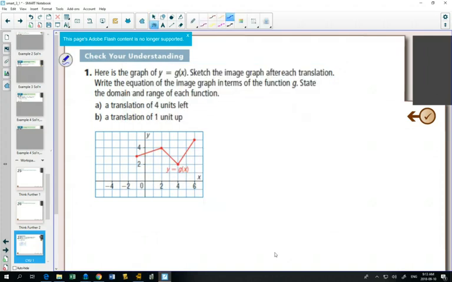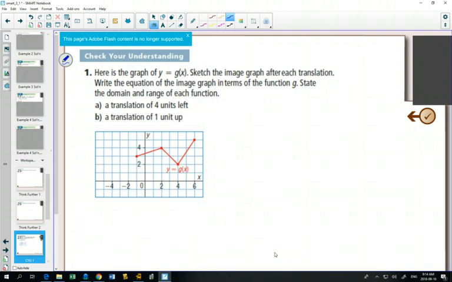Okay. So in this graph, they give us the graph of g of x, and unlike the ones that we've done before, g of x is just some random bunch of lines stuck together. So we don't have an idea of what equation this is. We just know that this is g of x, and we have it in function notation. So we want to sketch the image of the graph after each translation. So A is a translation 4 to the left, and B is a translation 1 unit up. We want to write the equation in terms of g and state the domain and range of each function.